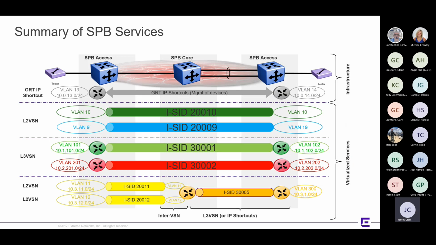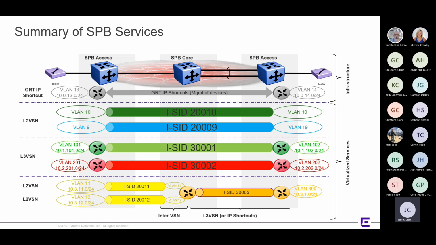So we talked a lot about different services, and this is a recap of what we covered so far as we get deeper into some of these going forward in today's session. So we mentioned global routing IP shortcuts. Once again, we showed how VLAN 13 can talk to VLAN 14 through the different nodes there. Learn at the edges again.